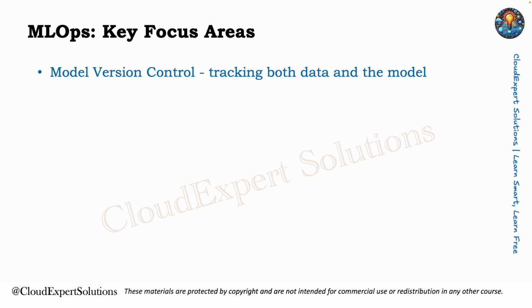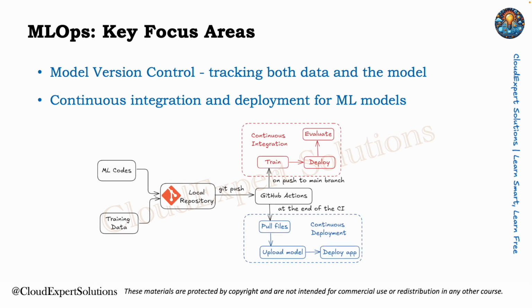To start with, version control. Tracking not just the code but the data and the model itself. You need to know exactly which dataset is used to train which version of your model. MLOps can also be used for automation, that means creating automated pipelines that can take code and data, train the model, test it, and deploy it without human intervention. This is a CI/CD pipeline for machine learning.